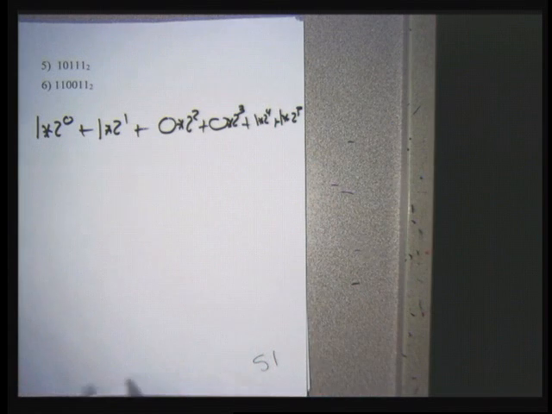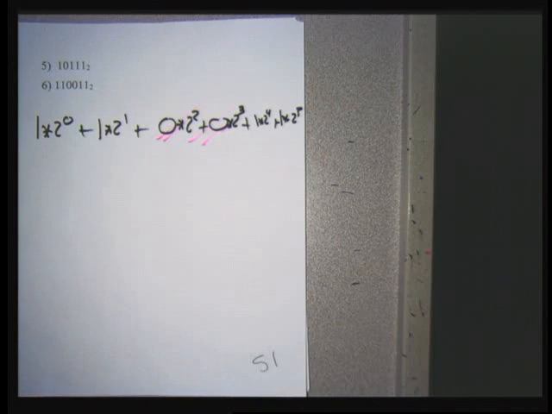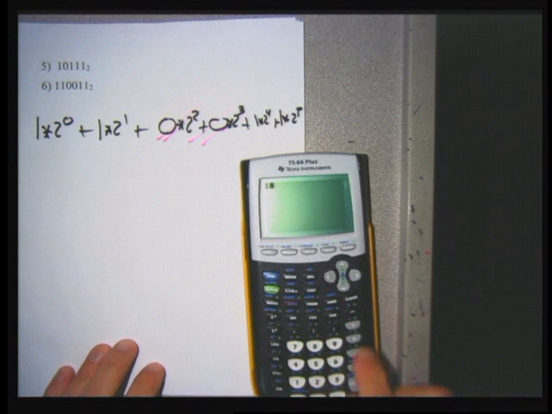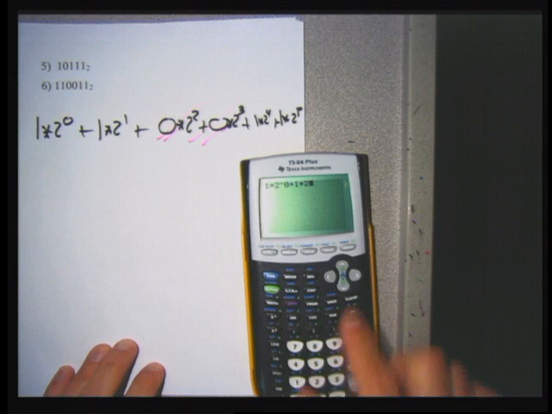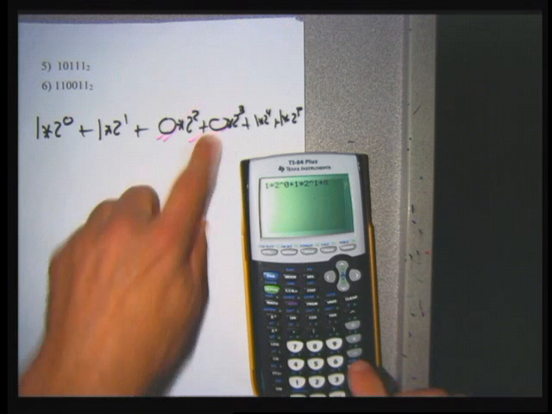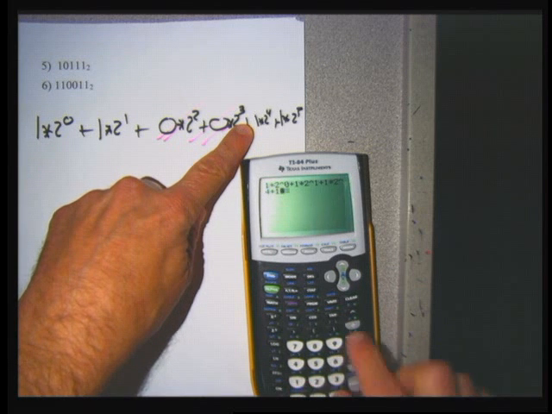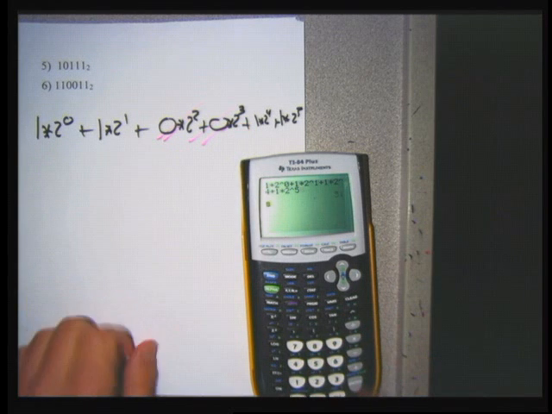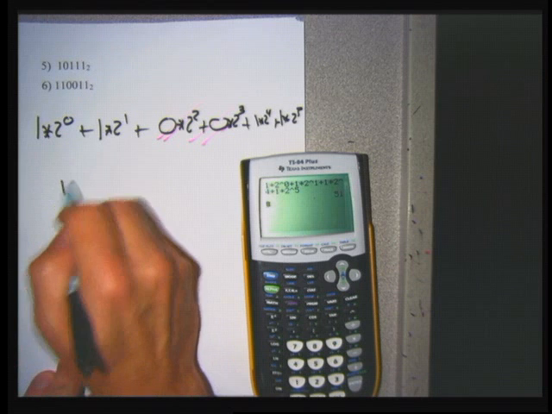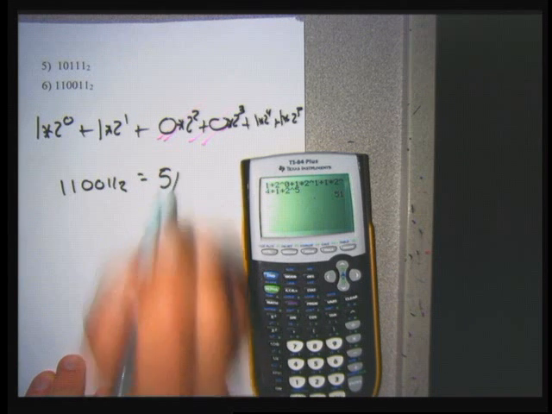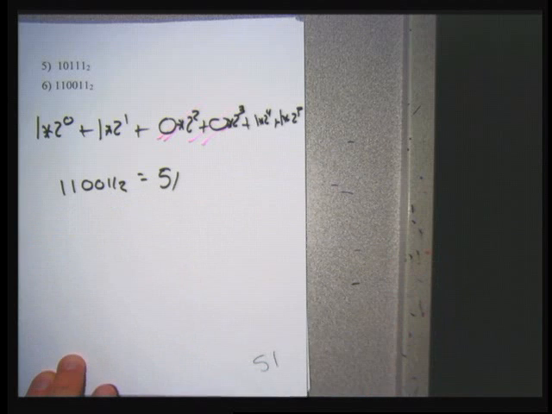Don't have to do the zeros on my calculator, they're going to equal 0. So, I enter what's there, hopefully it's more or less readable. So, 1 times 2 up arrow 0 plus 1 times 2 up arrow 1 plus, skip those 2, 1 times 2 up arrow 4 plus 1 times 2 up arrow 5, and I get 51. So 1, 1, 0, 0, 1, 1 base 2 is 51 base 10.